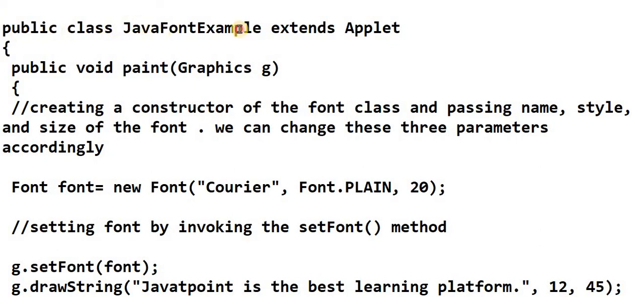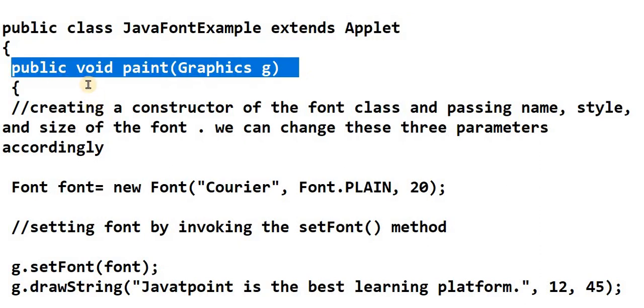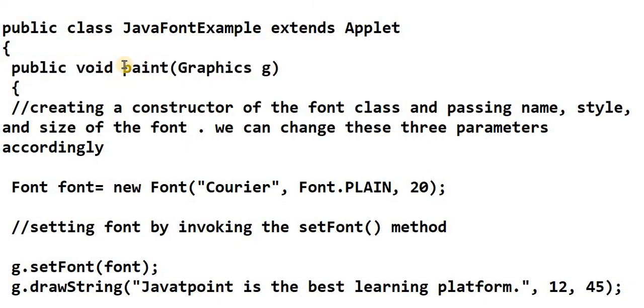Public class JavaFontExample extends Applet. In this program I am using an applet, so it is extended. Right now, public void paint, like previous programs, right? Here what we are doing is painting, we are presenting it. On that basis I use a method called paint.